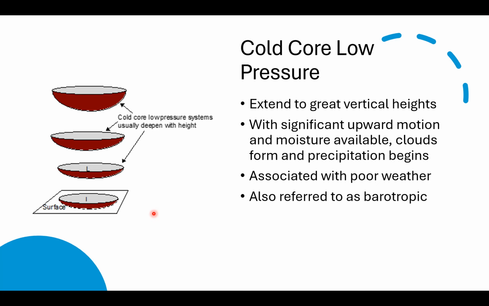In some cases, depending on the time of year, you get a cold core upper level low moving overhead. You get an unstable situation. You actually get some thunder showers. It is associated with poor weather because of the showery precip and the clouds, and it's also referred to as something known as barotropic. Barotropic in meteorology basically means there's no air mass changes.